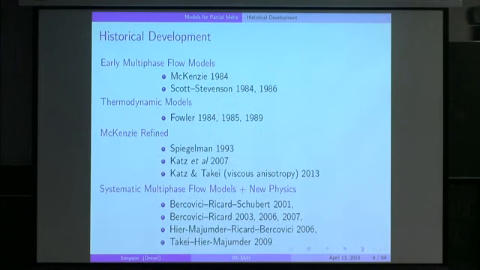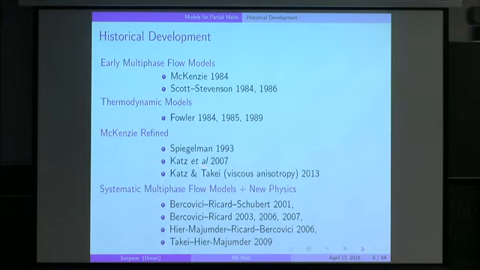So the historical developments. The earliest fully fleshed out models date to McKenzie and Scott and Stevenson, and they were based on ideas from multi-phase flow. At around the same time, you had Fowler, who developed some thermodynamic models, and there have been refinements since then. So there were these refinements by Spiegelman and Katz and Takei and Katz more recently with viscous anisotropy.